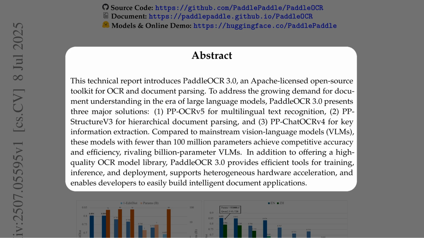Compared to mainstream vision language models (VLMs), these models with fewer than 100 million parameters achieve competitive accuracy and efficiency, rivaling billion-parameter VLMs. In addition to offering a high-quality OCR model library, PaddleOCR 3.0 provides efficient tools for training, inference, and deployment, supports heterogeneous hardware acceleration, and enables developers to easily build intelligent document applications.